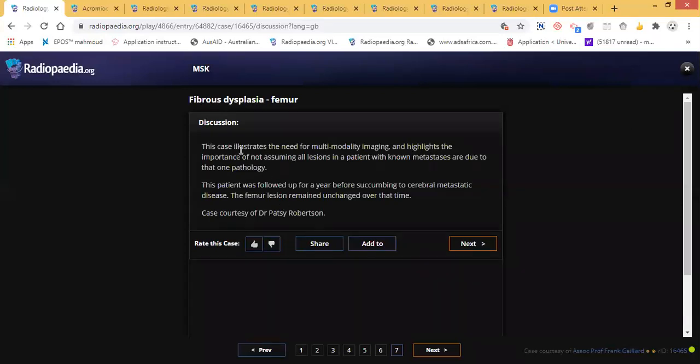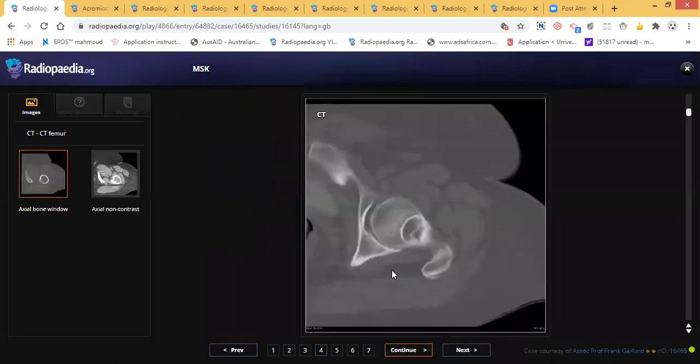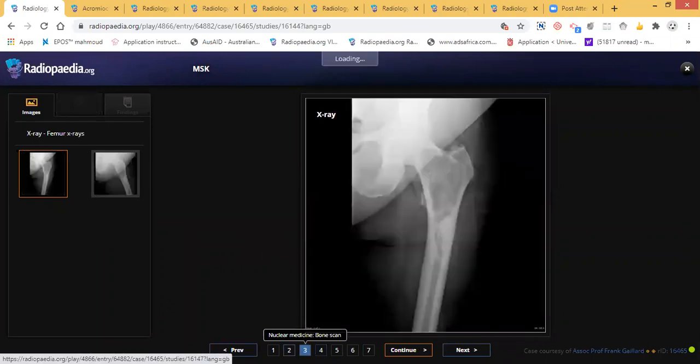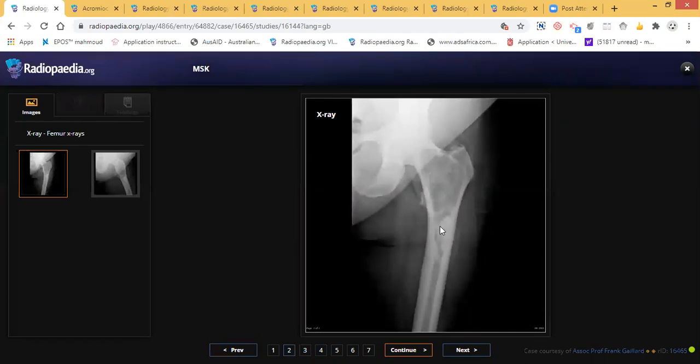So in this case, the multimodality imaging with a patient with no metastasis, this patient was followed as fibrous dysplasia. Followed up to 1 year after this, he has cerebral metastasis. So it is a very nice case: when you have metastasis, don't say everything is metastasis, and don't underestimate the lesion either, but check it carefully.